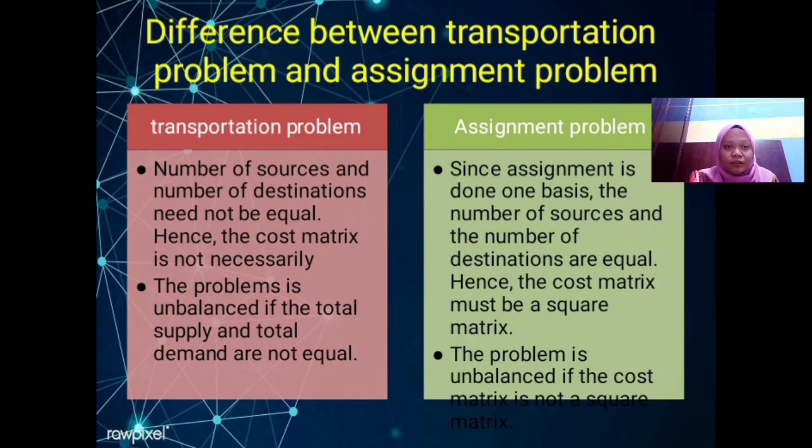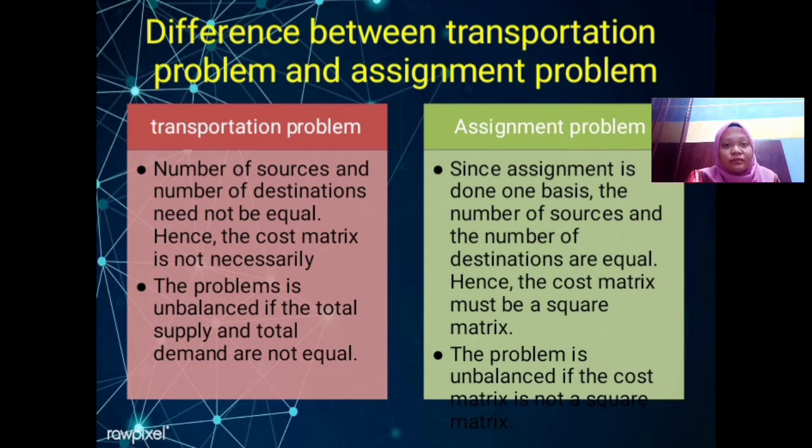Difference between transportation problem and assignment problem. In the transportation problem, the number of sources and the number of destinations need not be equal. Hence, the cost matrix is not necessarily square. But in the assignment problem, since assignment is done on a one-to-one basis, the number of sources and the number of destinations are equal. Hence, the cost matrix must be a square matrix.